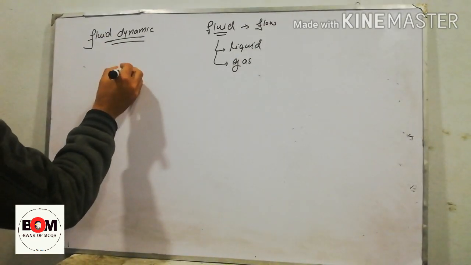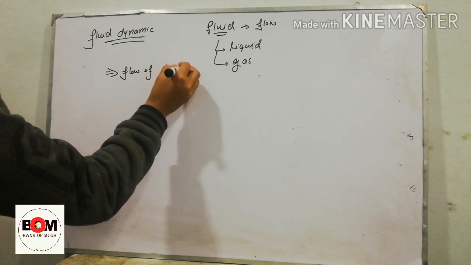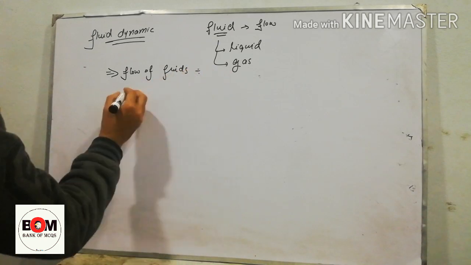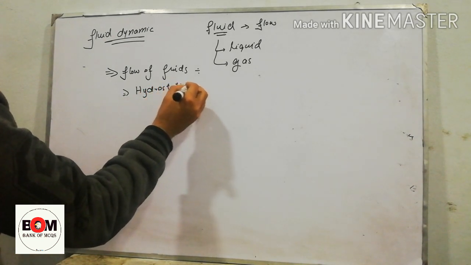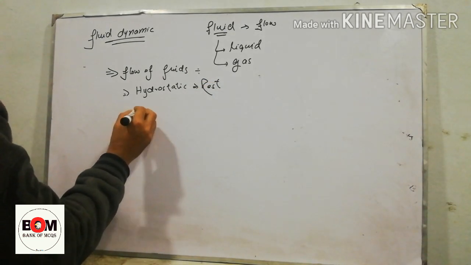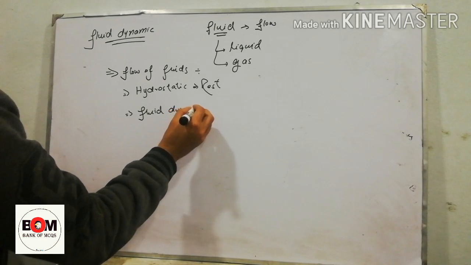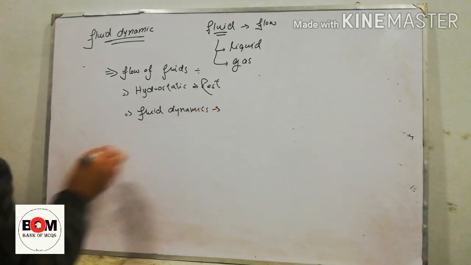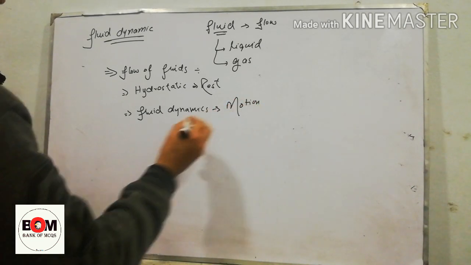Now we will study the flow of fluids. Flow of fluids is divided into two parts. The first is hydrostatics, when the fluid is at rest. The second is fluid dynamics. Fluid dynamics, that is our chapter name. It is the study of fluid that is in motion.